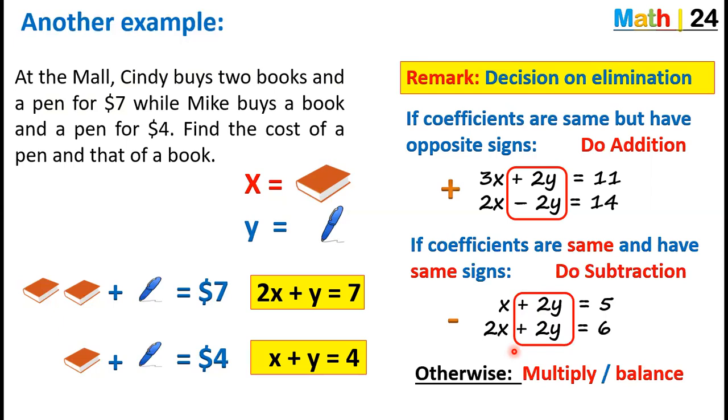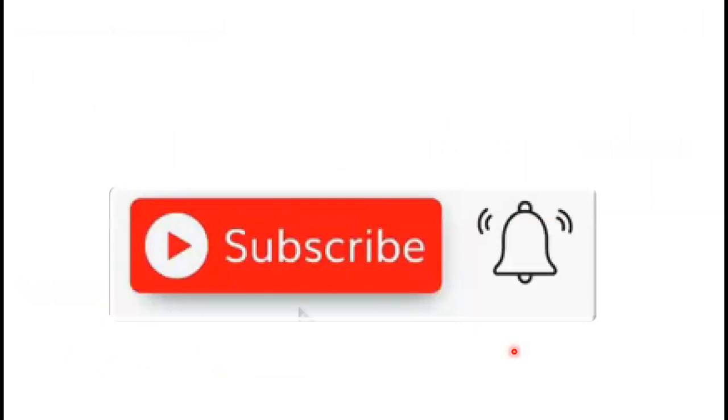That brings us to the end of solving simultaneous equations using the elimination method. Let's look at the next method, which is simple.